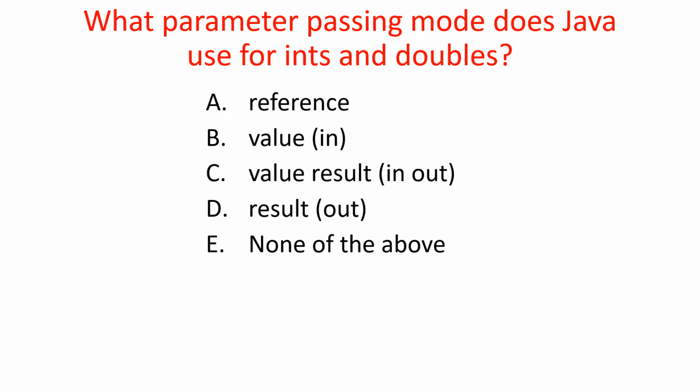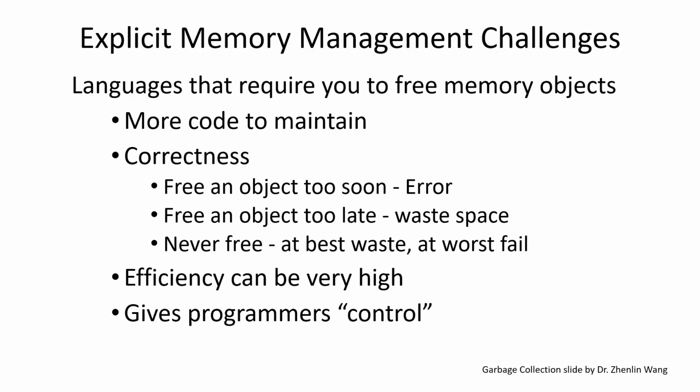Java uses call by value in, answer B, for simple variables. Objects are passed by reference.